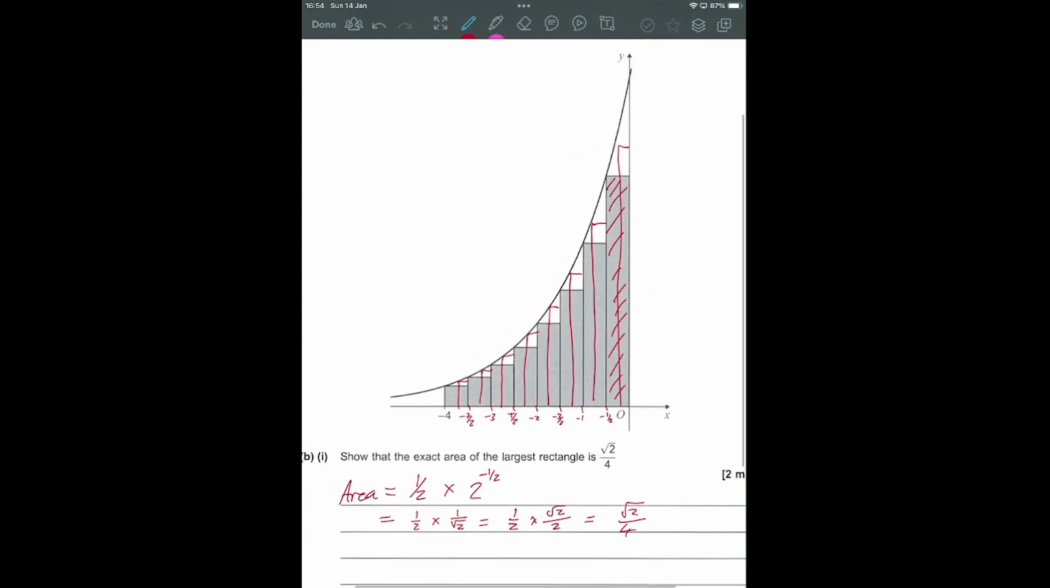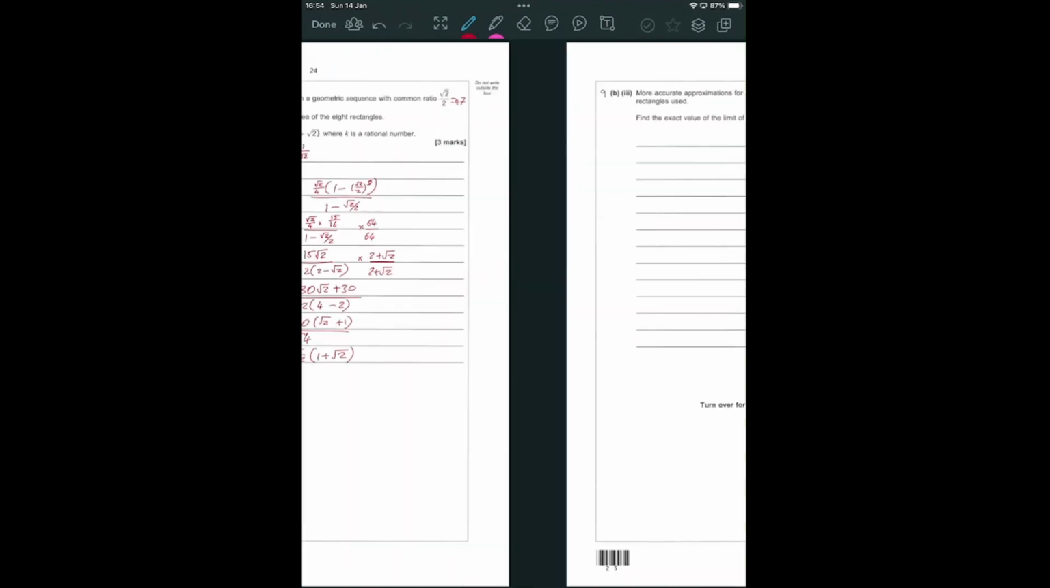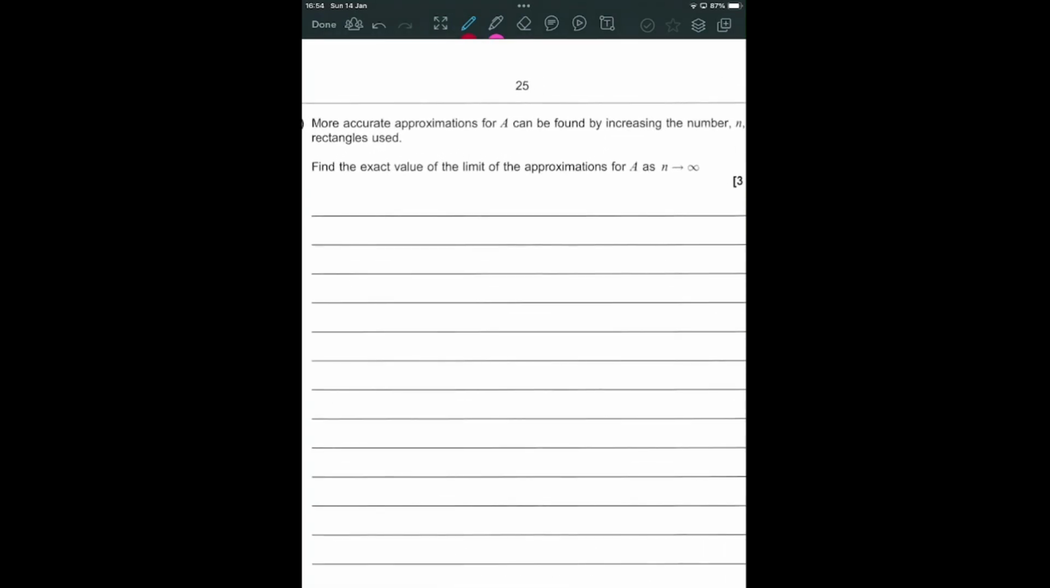So as we tend to an infinite number of rectangles, the area of the rectangles is going to be exactly the area under the curve. So find the exact limit of the approximation, so that sum of rectangles is going to tend towards the integral between 0 and -4 of 2 to the x dx.